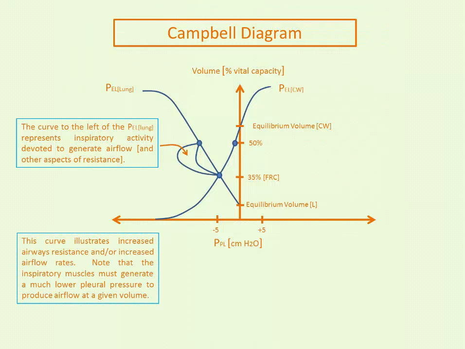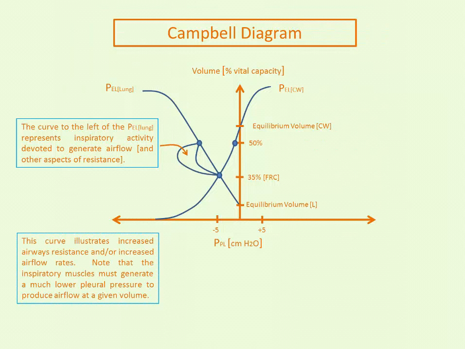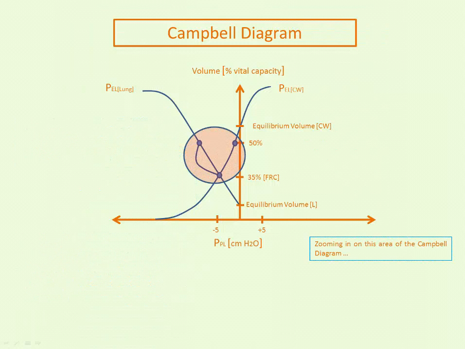Okay, so you could see that this curve here, relative to this curve here, this patient would have increased resistance or flow rates or turbulent flow. So a lower pleural pressure must be generated to produce airflow for any given volume. So this would be an increase in the dynamic pressure. So comparing this point to this point, a lower pleural pressure must be generated.